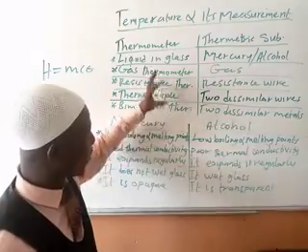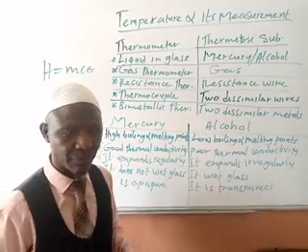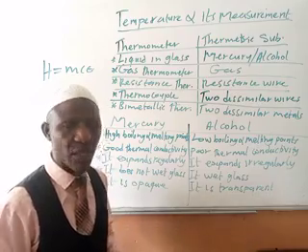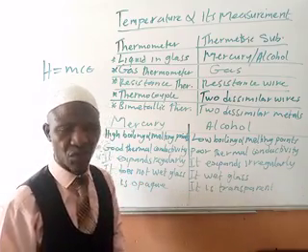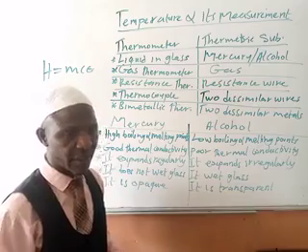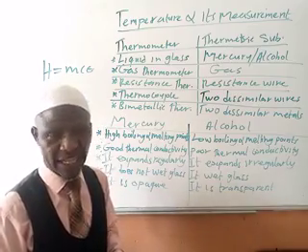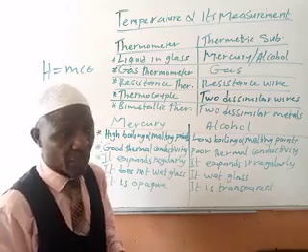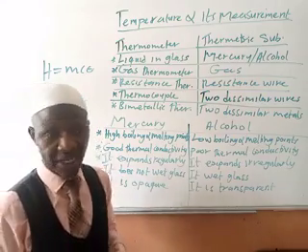We still have other, don't forget, we have a clinical thermometer. We call it clinical because of the environment we use it and what we want to use it for. We use it in clinic to measure the temperature of the body. In that case, that one can measure between 35 and 43.